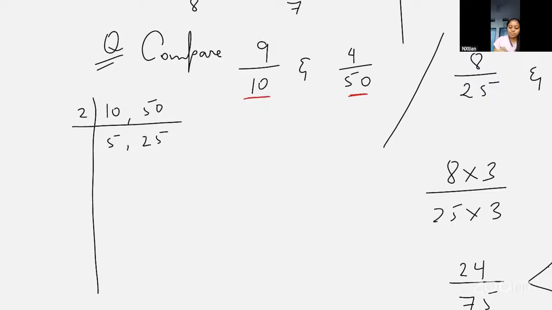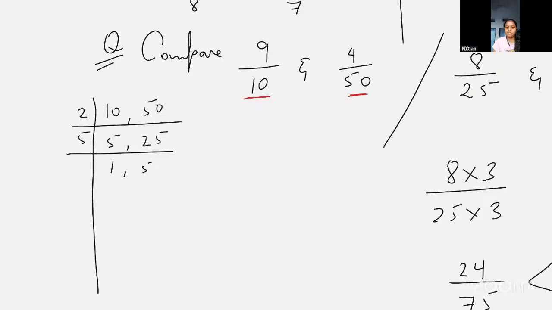Then 5 and 25 are not coming in the table of 2, so skip 2. Not in the table of 3, skip 3. Not in the table of 4, skip 4. In the table of 5, I'm getting 5 and 25 also. So I will write 5 outside and make a line. In the table of 5, 5 is coming 1 time, and 25 is coming 5 times, since 5 5s are 25. So I will write 5.